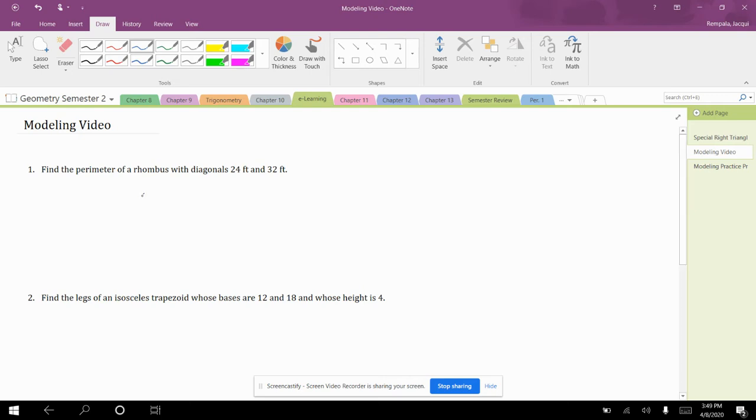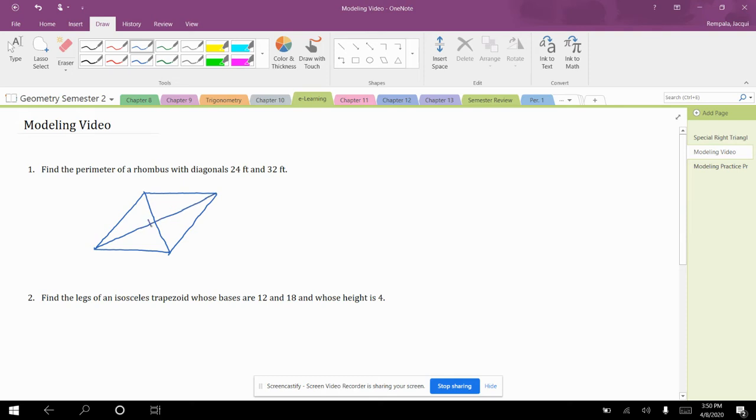So remember, a rhombus has four sides, but the rhombus does not contain right angles. So it looks like a parallelogram where it's slanted. But remember, when you have a rhombus, different characteristics take place. Because we are given diagonals in this picture, I'm going to sketch those in. So there's one diagonal. There's the second diagonal.